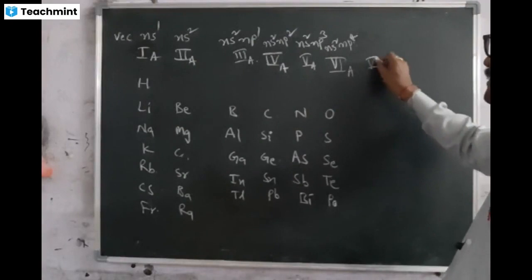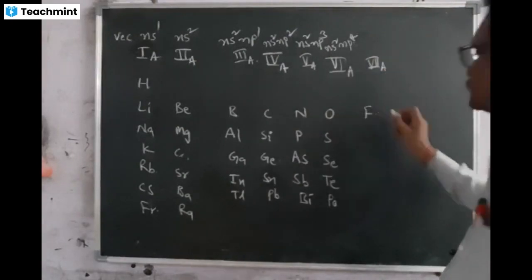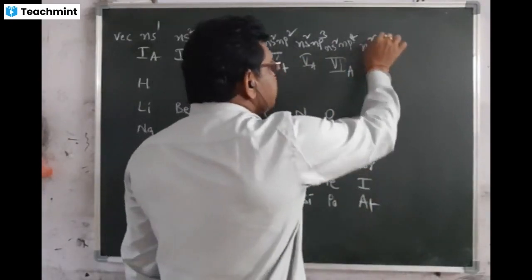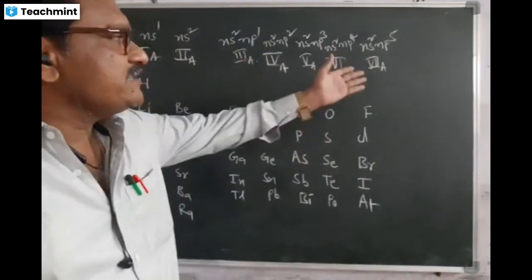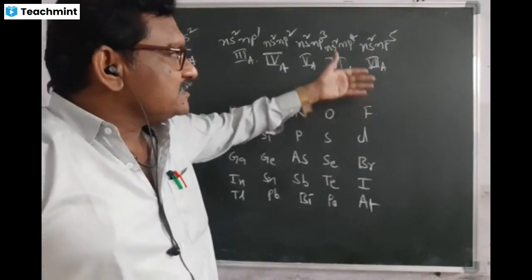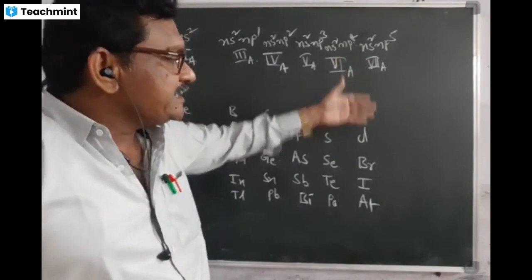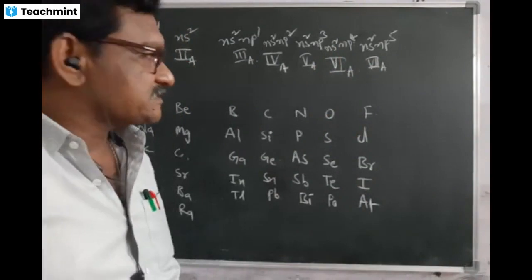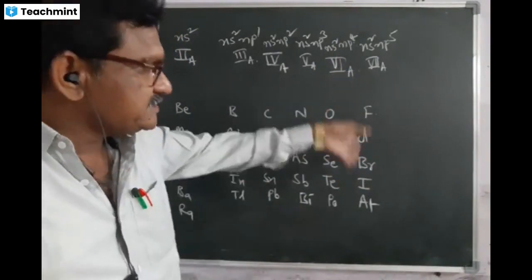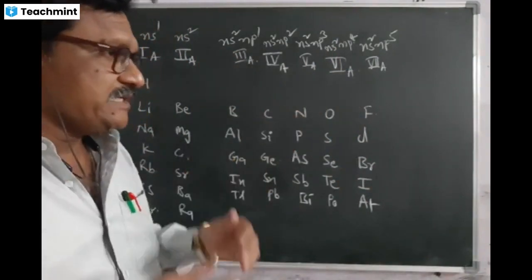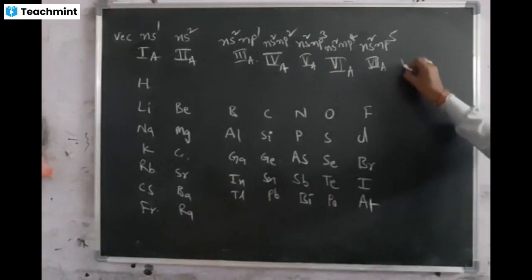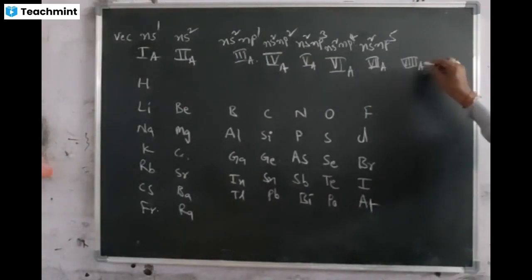Then the seventh group. What are the seventh group elements? Fluorine, chlorine, bromine, iodine, astatine. Outer configuration is ns2 np5. That means how many valence electrons? 7. That's why all these elements have 7 valence electrons and belong to the 7A group, and their chemistry is similar because they have the same valence electrons. Why these elements exhibit the same properties will be understood in higher classes.